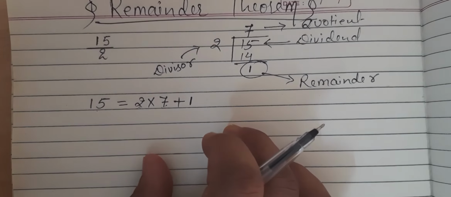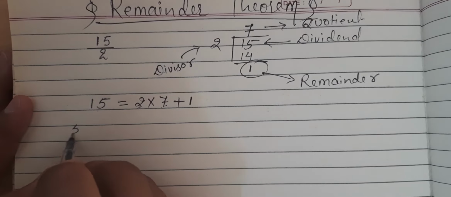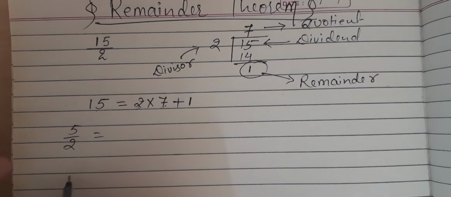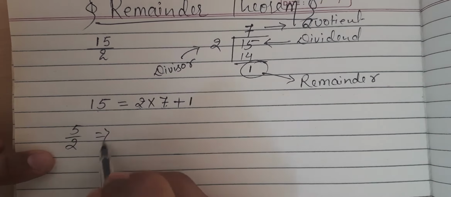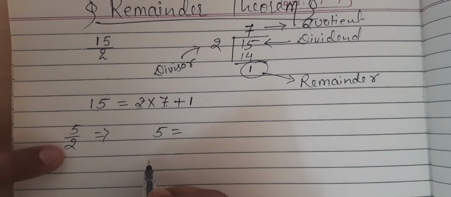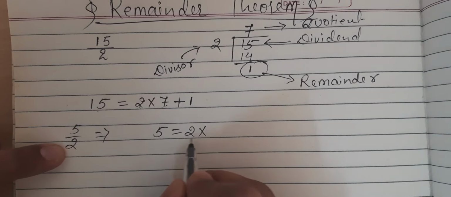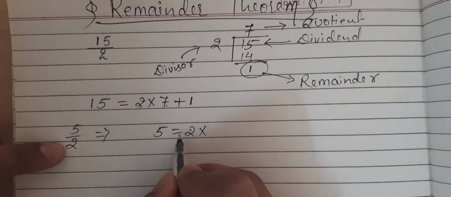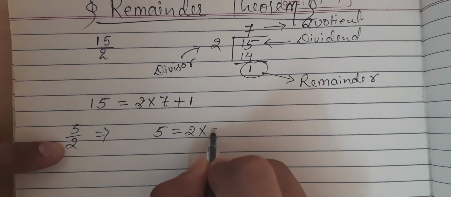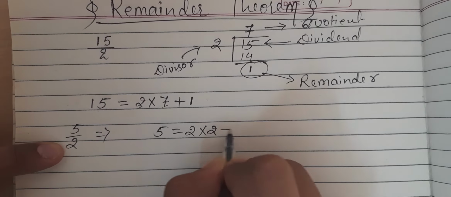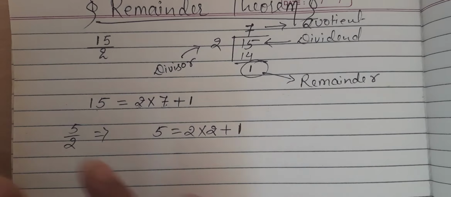Okay, take one more example. Divide 5 by 2. Then this 5 can be written as 2 multiplied by how many times? 2 3s are 6, and 2 2s are 4, so twice only. So 2 2s are 4 plus 1 is remainder.